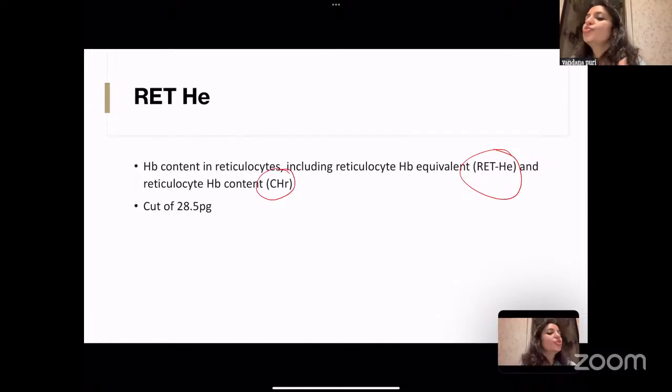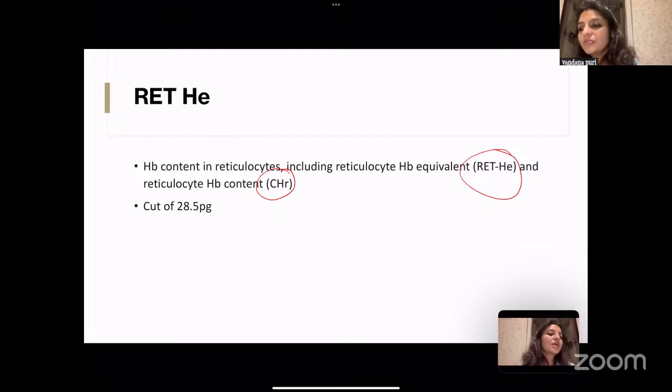Both of these are done on two different machines. They are complementary markers. RET-HE is done on the Sysmex machine, CHr is on Advia. Both are on different machines, but they reflect the same thing, that is, hemoglobin content in the reticulocyte. The first thing that occurs whenever a patient develops iron deficiency anemia is that the iron content in the reticulocytes is decreased. Different literature and guidelines have given different cutoffs, but a cutoff of 28.5 picograms gives a good sensitivity. Whenever the reticulocyte hemoglobin content goes below 28.5, that means the patient is developing iron deficiency anemia.